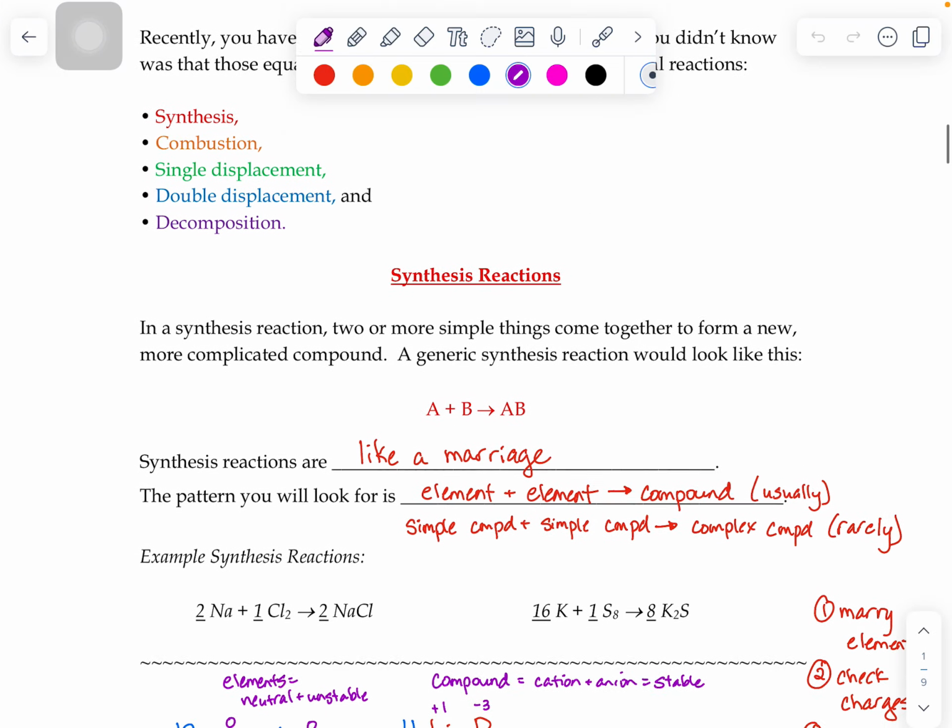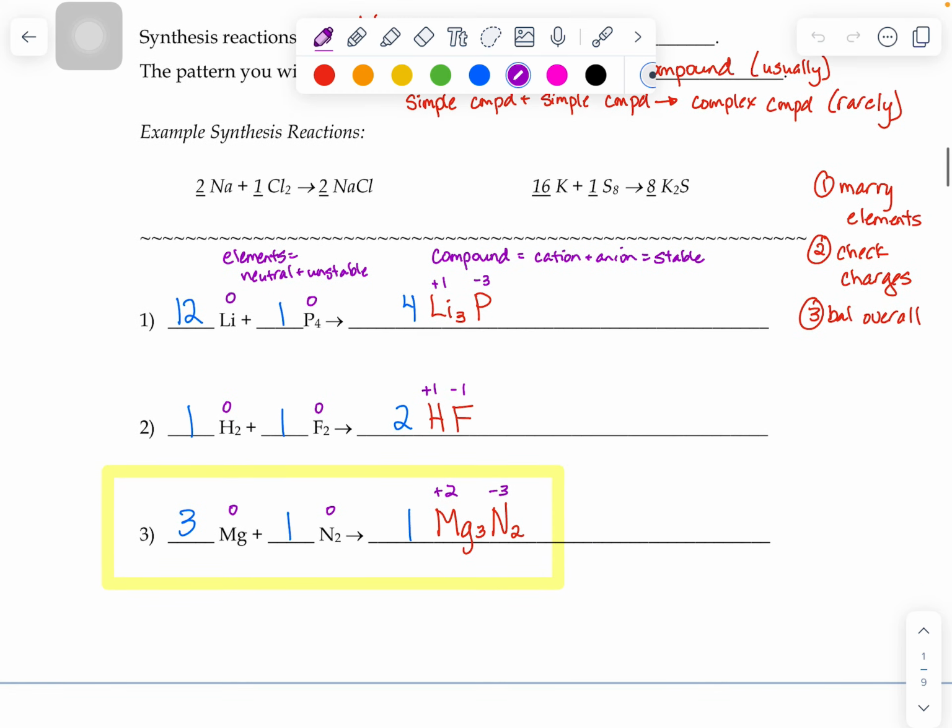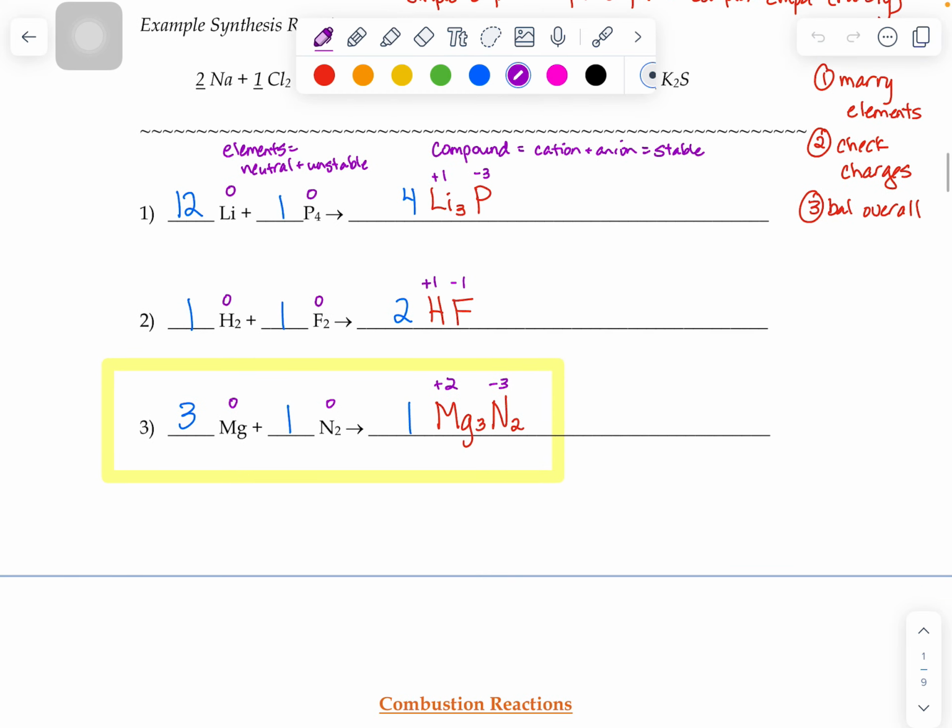Our first example that we're going to look at is the synthesis example. That was the one where we said it was like a marriage. It's always an element plus an element forming a compound. Elements are always neutral. They become more stable ionic compounds during the course of the reaction.